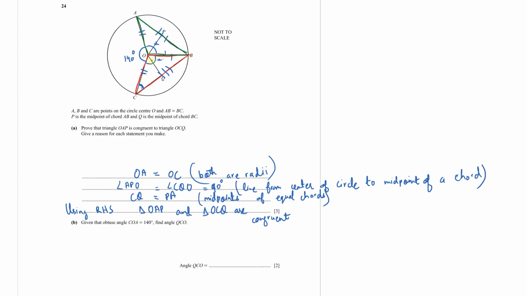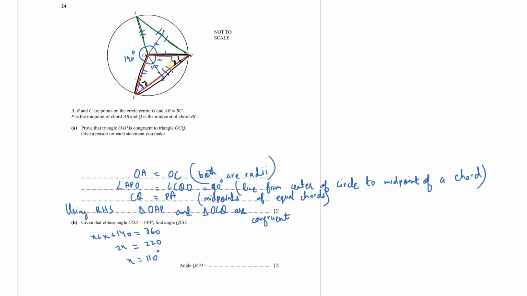So let's first find X. X plus X plus 140 equals 360. So 2X is 360 minus 140, which is 220, and X is 110. So now we know that this is 110, and we also know that this side OC and this side OB are equal because they are radii. So triangle OCB is an isosceles triangle. So this is angle QCO. This angle here, if this is Y, this is Y as well, right?